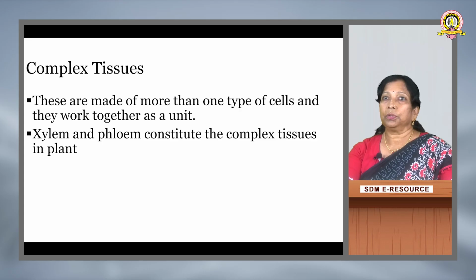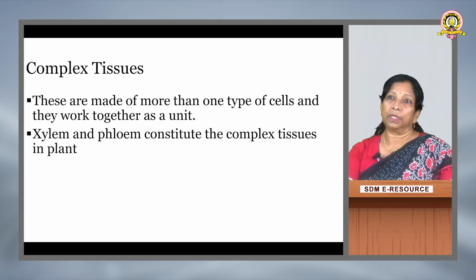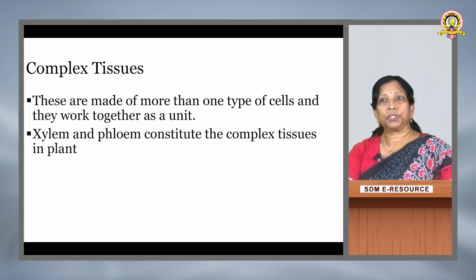The tissue which is made up of only one type of cell is called simple permanent tissue, and the tissue which is made up of more than one type of cell is called complex tissue. So, the best examples of complex tissues are xylem and phloem. Xylem is the water conducting tissue and phloem is the food conducting tissue.